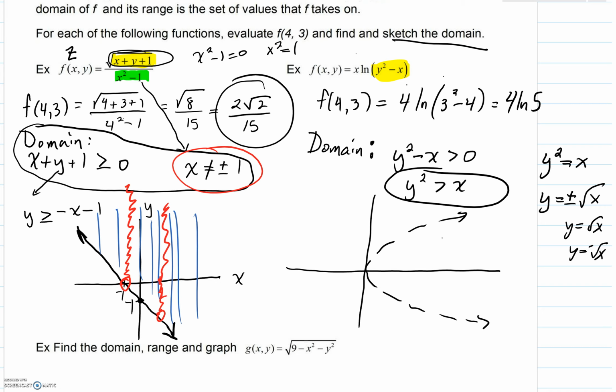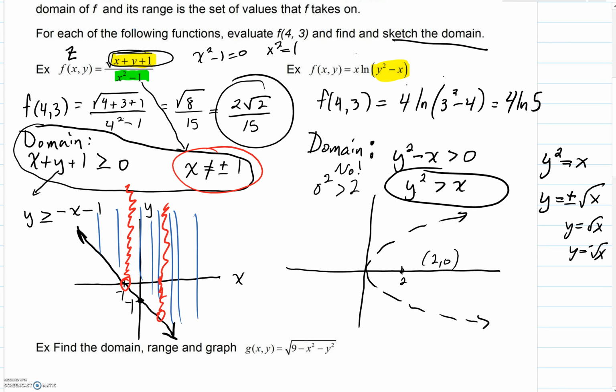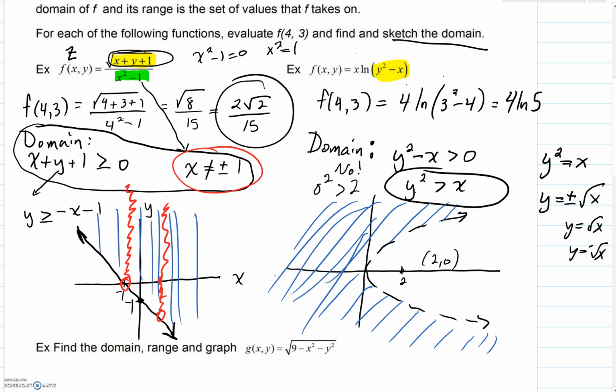Well, we're going to shade though, and you know, shading, you could definitely just check a random point like 2, 0 and say, hey, is this true? Would we be shading inside that parabola? Well, if you had 0 squared, is that going to be greater than a 2? No way. That means don't shade by 2, 0. You could just as well have checked a point like -1, 0. And if you did, you'd see that would be true. So this is what our domain looks like.